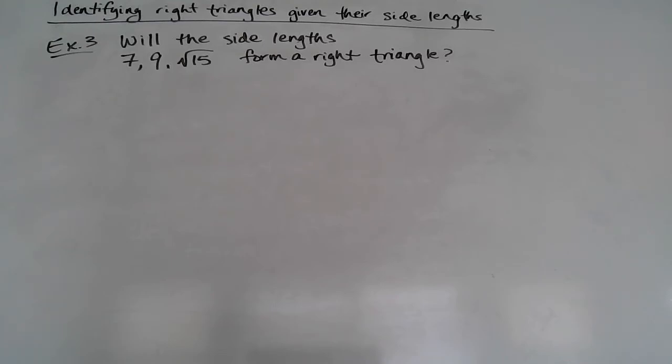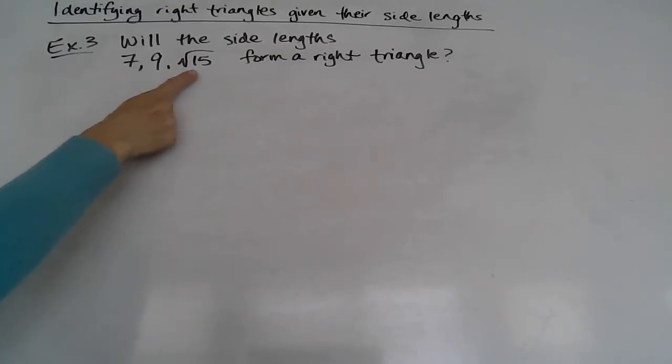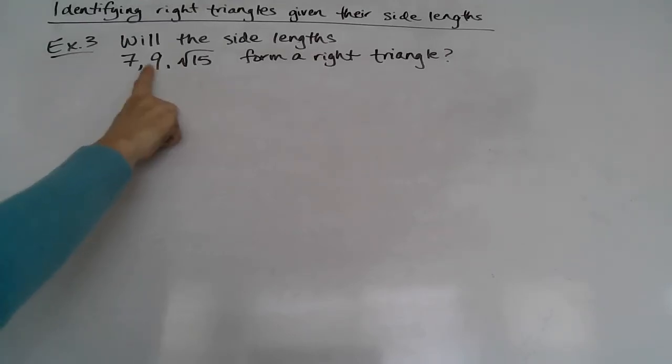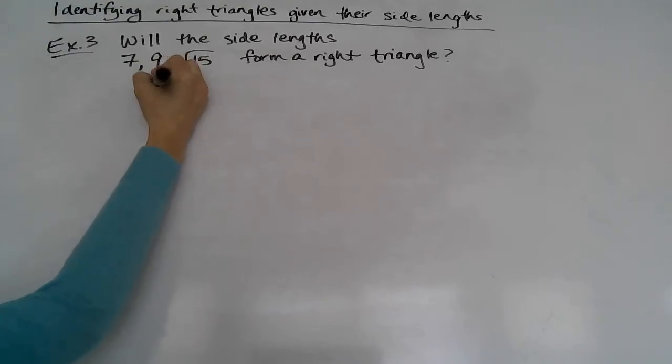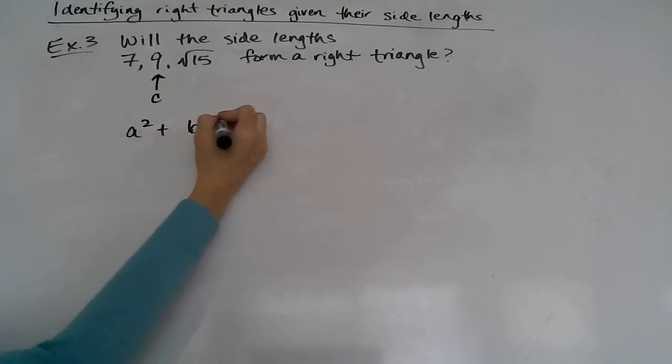All right, let's do one more just for good measure. Will the side lengths of 7, 9, and the square root of 15 form a right triangle? Step 1, figure out which side is the longest side. Definitely not 7. Let's see if it's 9 or the square root of 15. The square root of 15 is slightly less than the square root of 16. So this is going to be less than 4 because the square root of 16 is 4. So 9 is our longest side. So let's use 9 for our c and see if we get a true statement.